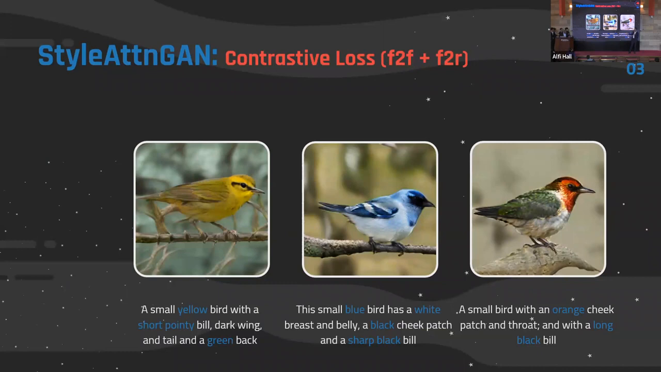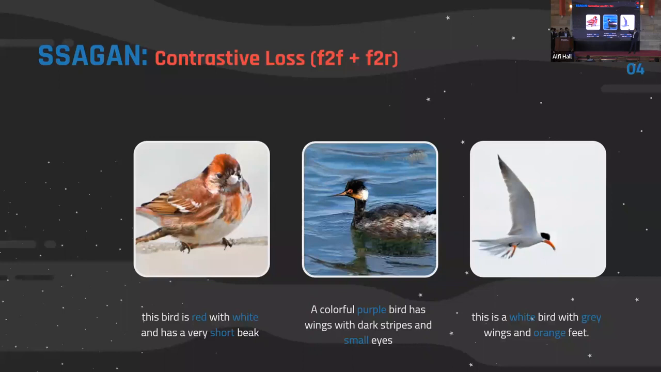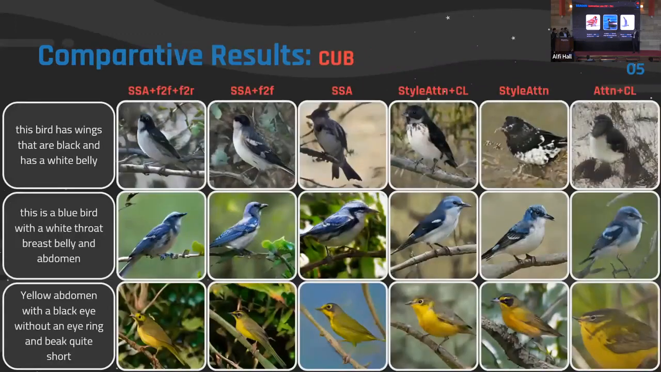So when we tried SSAGAN, this is what we got. One of them is sitting on a branch, another one is indeed swimming, and a third is flying. So we did solve the problem of having a variety of poses and birds.